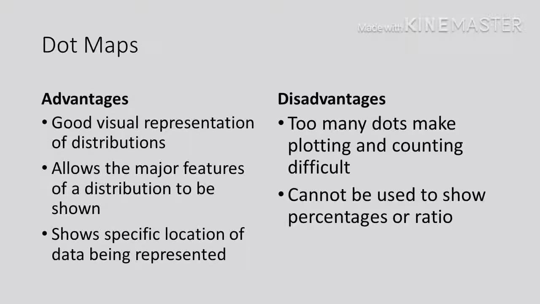Common disadvantages associated with dot maps include that when there are too many dots, plotting and counting becomes very difficult, and it cannot be used to show percentages or ratios.